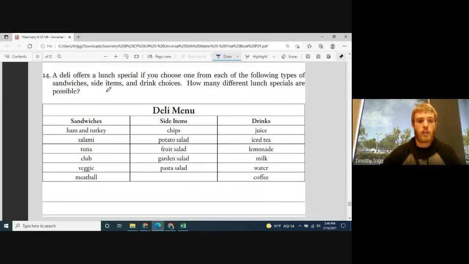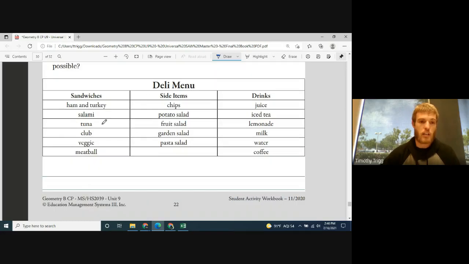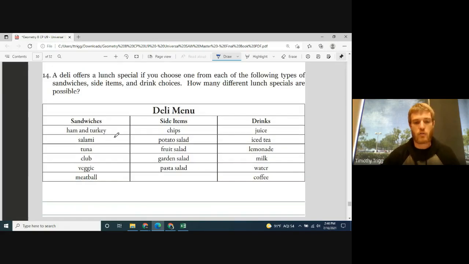A deli offers a lunch special if you choose one from each of the following types of sandwiches, side items, and drink choices. How many different lunch specials are possible? So you're going to get to choose 1 sandwich, 1 side item, and 1 drink. Now, how many different lunch specials could you make here?